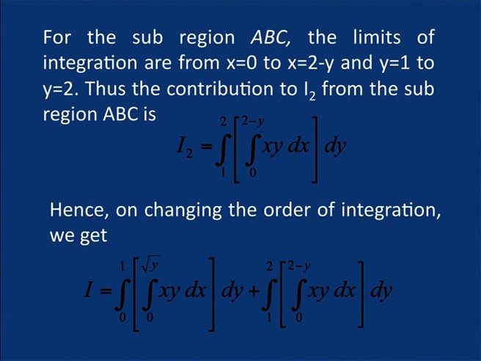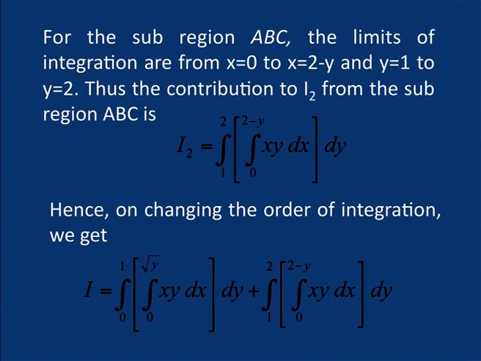For the sub-region ABC, the limits of integration are from x equal to 0 to x equal to 2 minus y, and y equal to 1 to y equal to 2. Thus, the contribution to I2 from the sub-region ABC is I2 equal to the integral from 1 to 2, then the integral from 0 to 2 minus y, of xy dx dy.